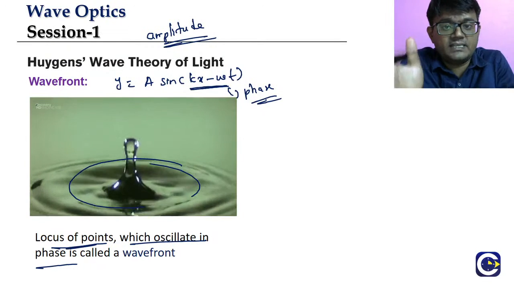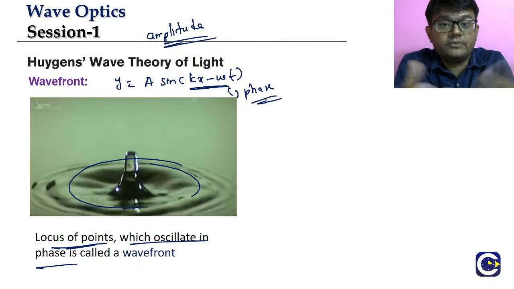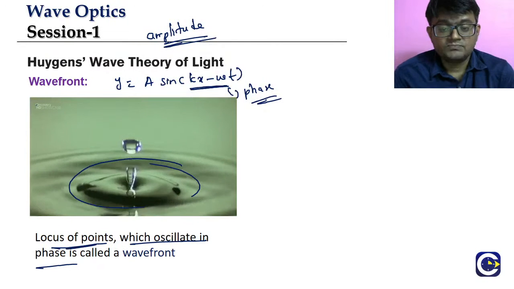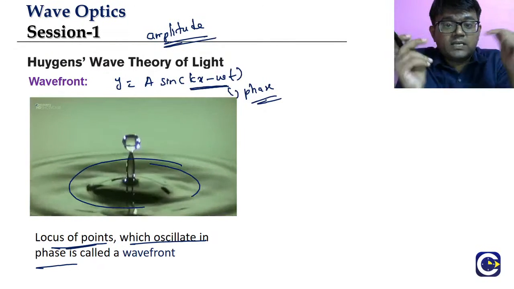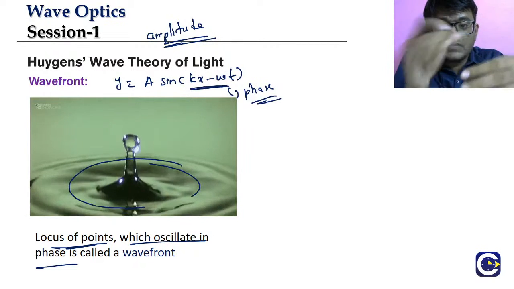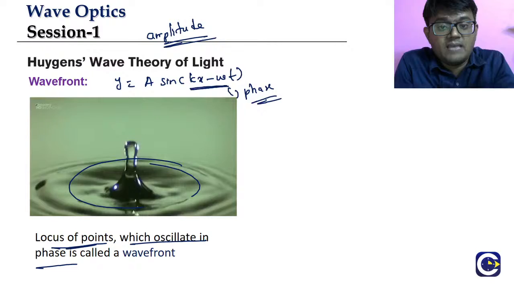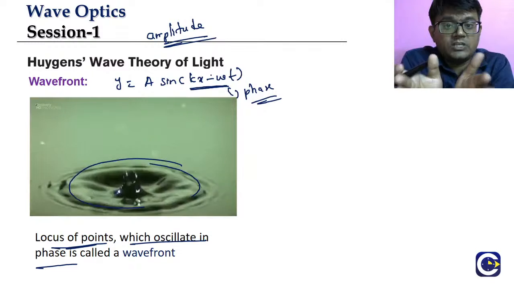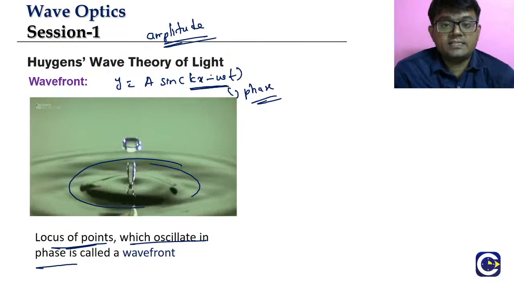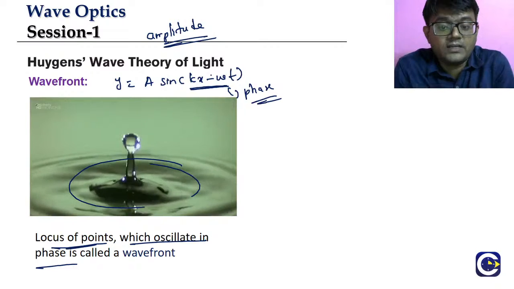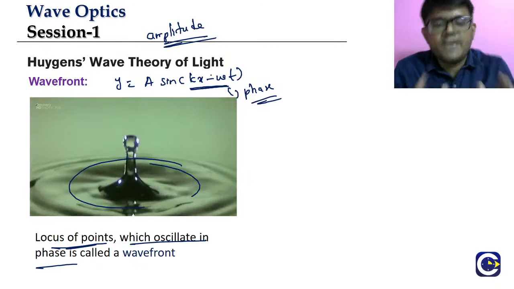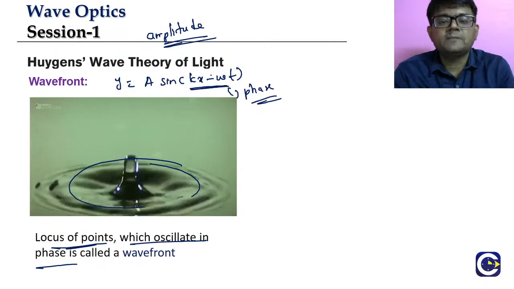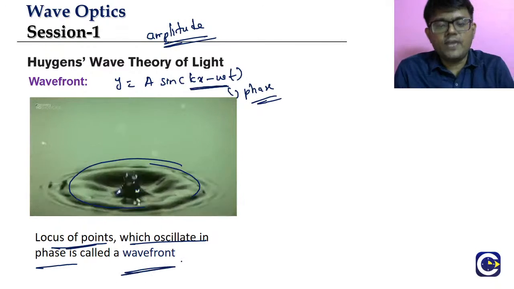Whatever term is inside the sine or cosine function, whichever way we write the equation for the propagating wave, that entire term is called the phase. So when all these particles are at the top of that upward bump, they have the same displacement, which means the term inside the sine function should be the same for all of them. That is what we are essentially saying. All the points on that wavefront oscillate in phase, meaning they all have the same phase. Such a boundary is what we call a wavefront.